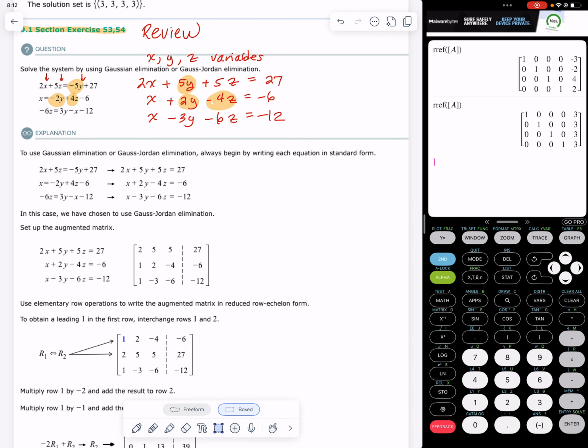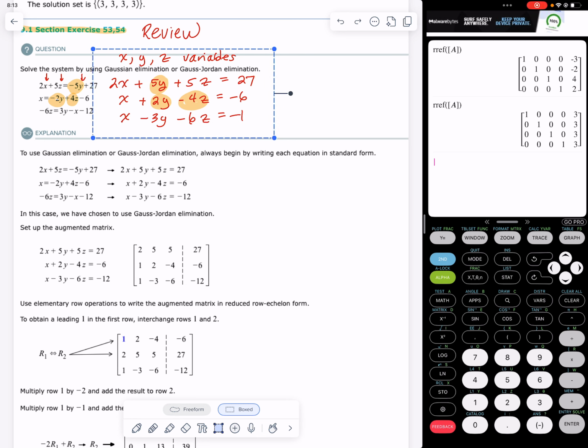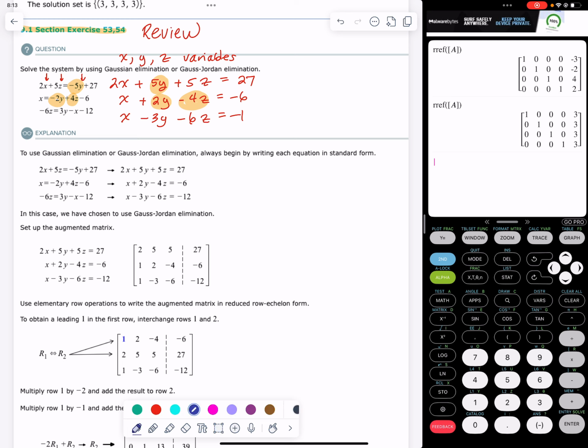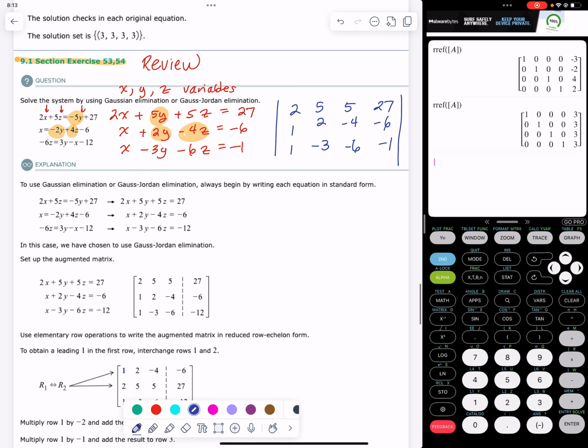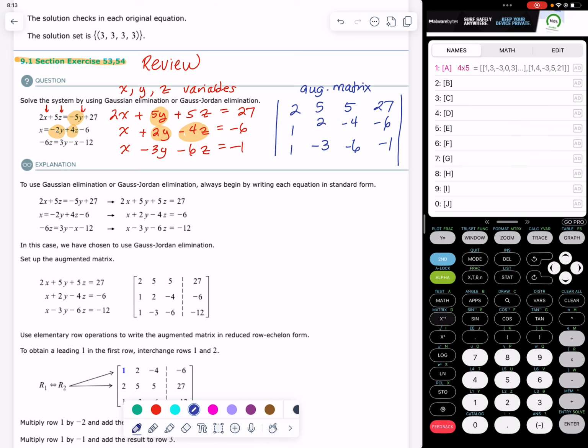So make sure you pause this video or you are working on your own and you're able to see that that is the system. We'll go right to our augmented matrix. We have a 2, 1, 1, 5, 2, negative 3, 5, negative 4, negative 6, 27, negative 6, negative 1. We'll go straight to the calculator with our augmented matrix. So second, we don't have to clear it. We can just leave it. Second matrix, I want to edit matrix A.